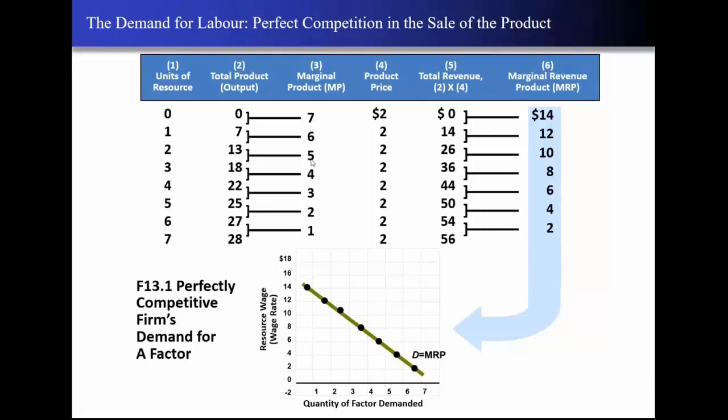Okay, so the third worker, their marginal revenue product is 10, right? And so if the wage is 10, we're only going to hire 3 workers. So this dot is associated with the third worker. Does that make sense?